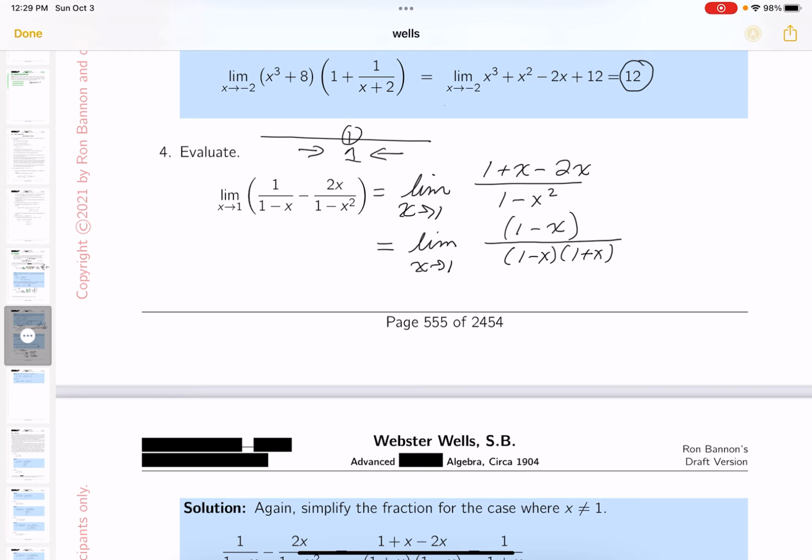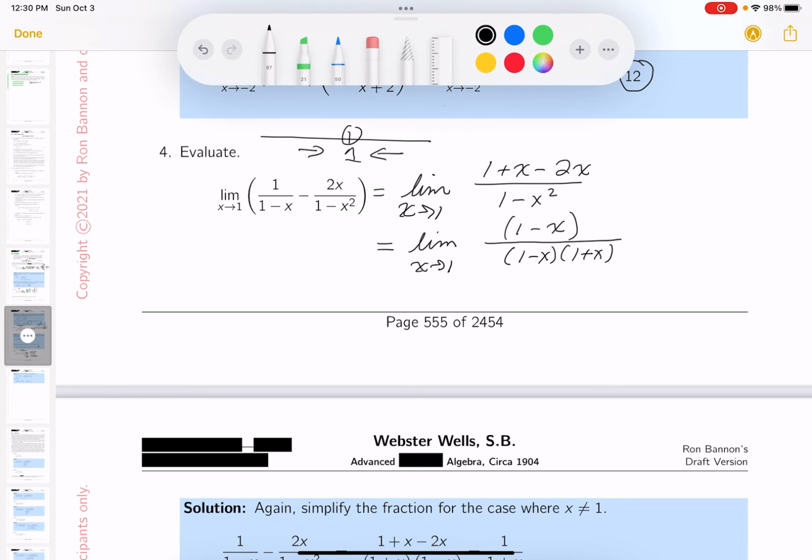What do I know? I know if I'm getting close to 1, but not touching it, I do know something. I know this factor here would never equal 0. And I know this factor here would never equal 0. So I'm very safe in canceling it now. Again, the limit allows me to do that because it says x is not 1. If it's not 1, 1 minus x is not 0. What do you get? 1 over 1 plus x.